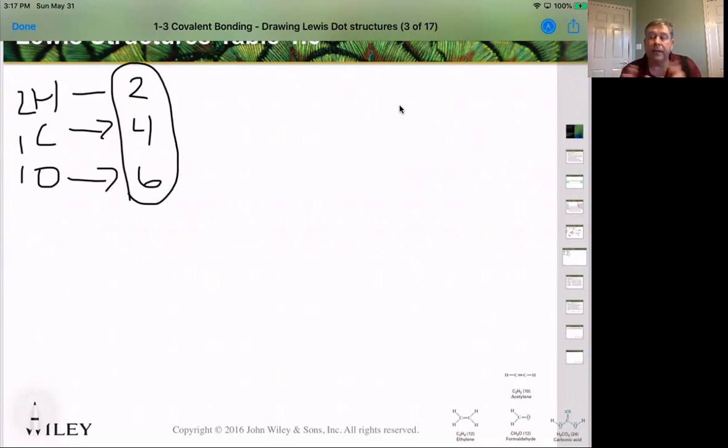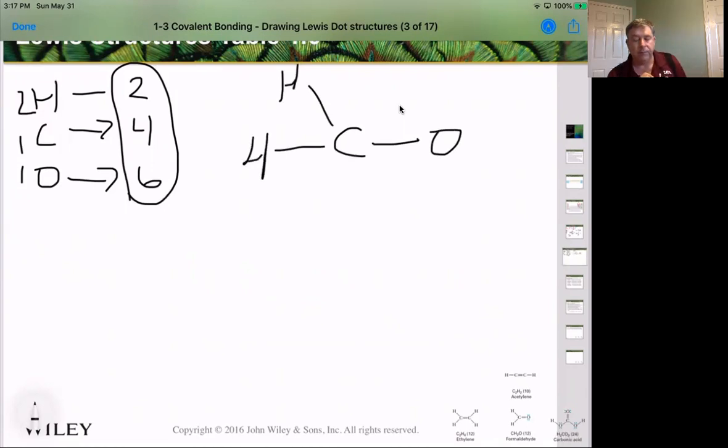So let's start arranging things around here and see how we have. And a lot of the times, we want to try to put carbon in the middle. It just seems to help a lot of the time. So we have a carbon here, and we want to bond it to an oxygen, we want to bond it to a hydrogen, and we want to bond it to another hydrogen here, okay?